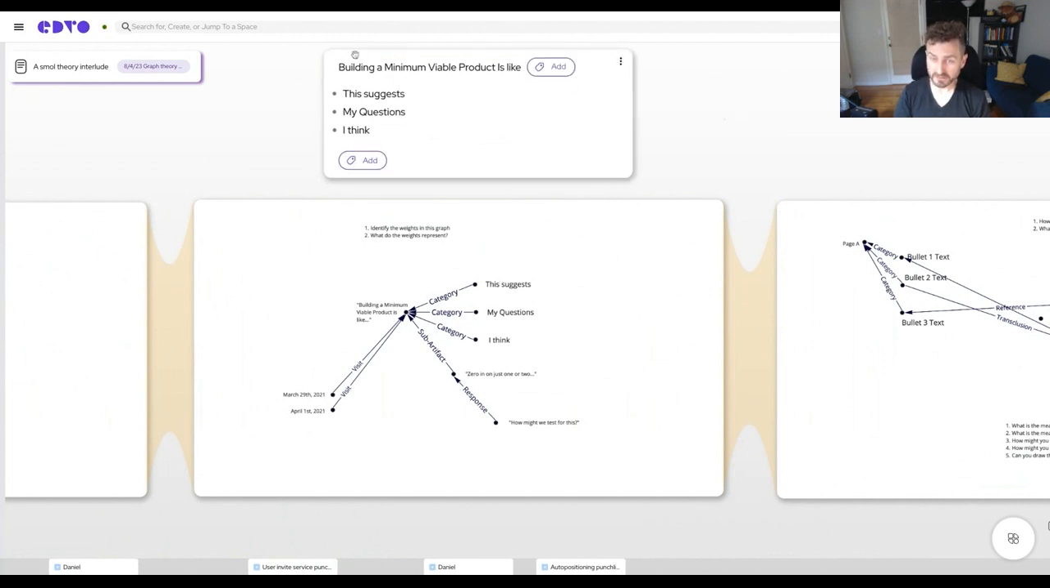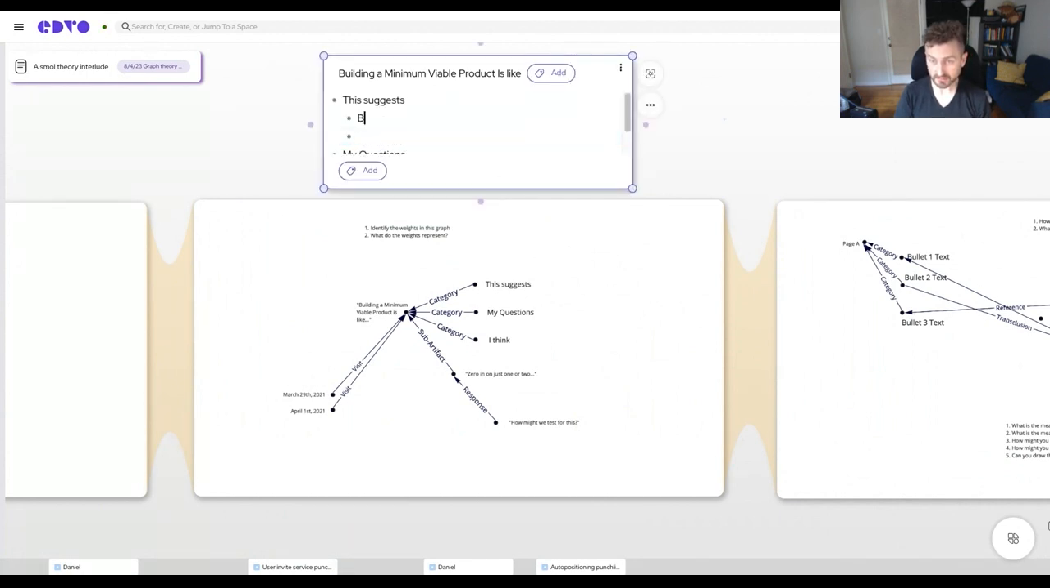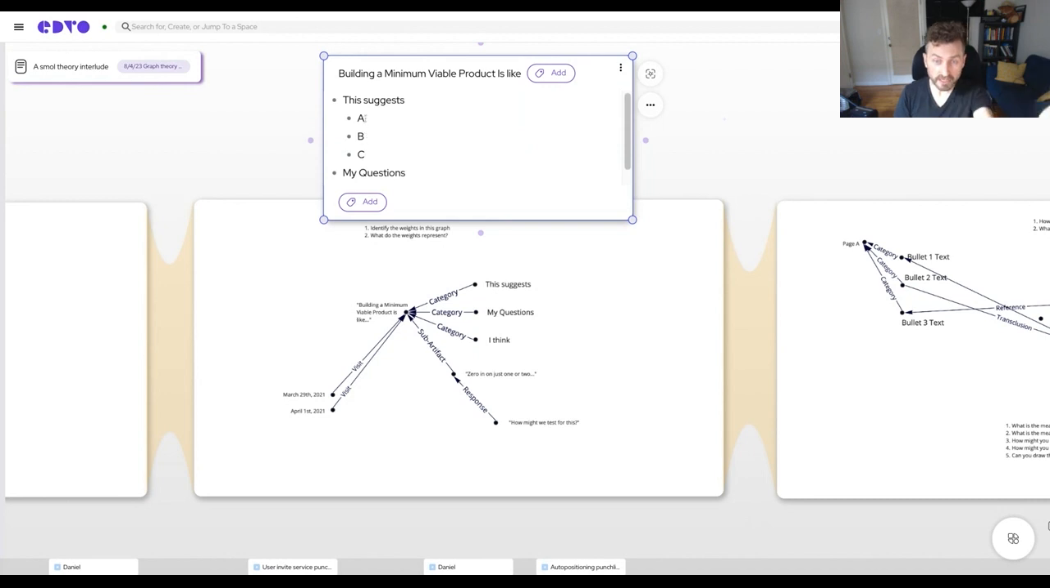So in this case, we have one vertex for the member itself, one vertex for this suggests, one vertex for my questions, one vertex for I think, and there are 3 edges here between each bullet point and the member card. And if I say A, B, C, then there are 3 edges: one edge between A and this suggests, one between B, and one between C and this suggests. The actual value that I'm typing in here is a parameter on the vertex.